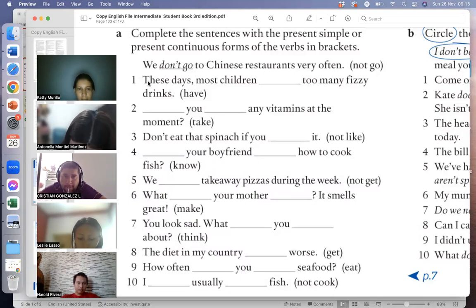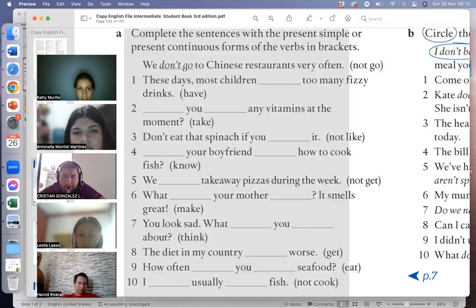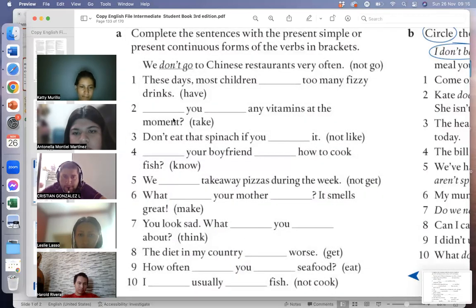Don't rewrite the full sentences if you don't want to. I can actually send this to our group, so you will have it with you, but just write down the missing words.